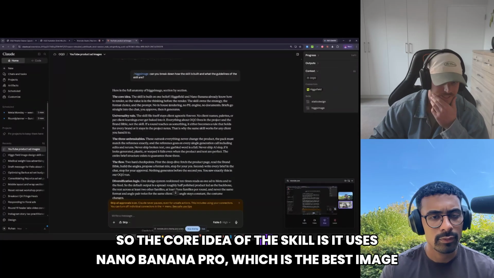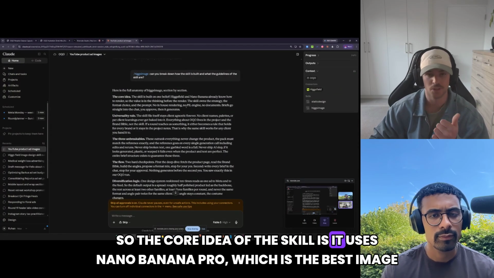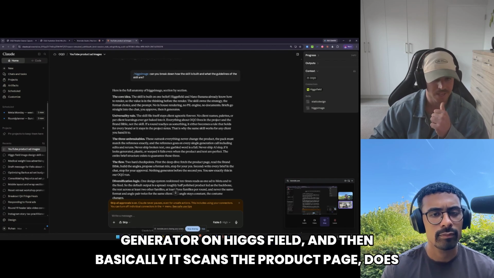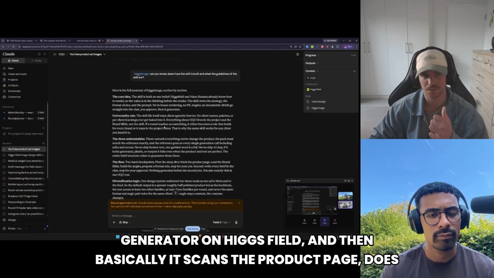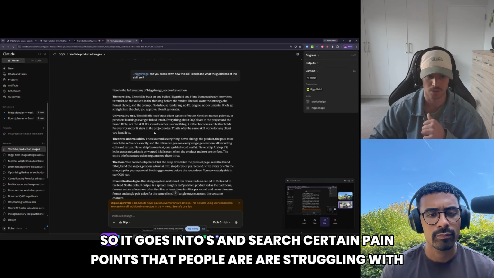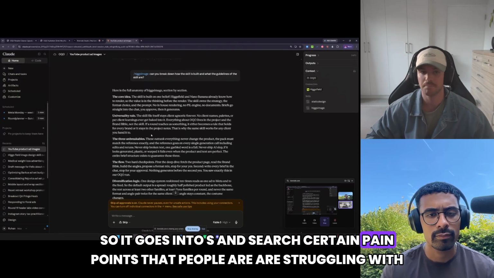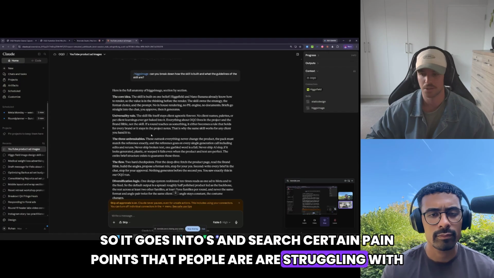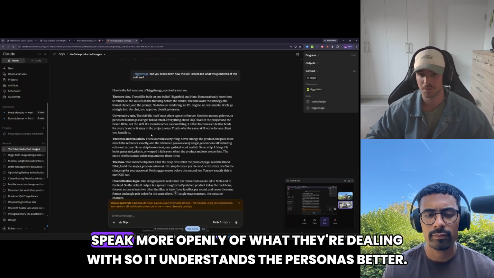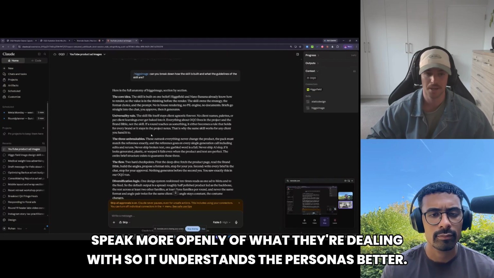So the core idea of the skill is it uses Nano Banana Pro, which is the best image generator on Higgsfield. And then basically it scans the product page, does product research. It also goes into Ask Reddit. So it searches certain pain points that people are struggling with, because obviously Reddit is a platform where people speak more openly of what they're dealing with, so it understands the personas better.